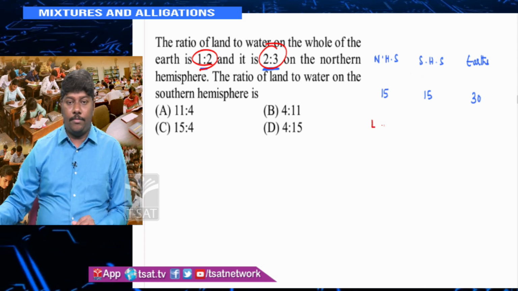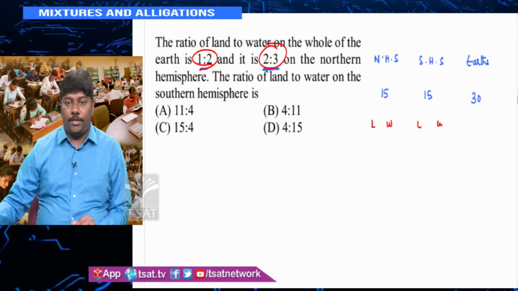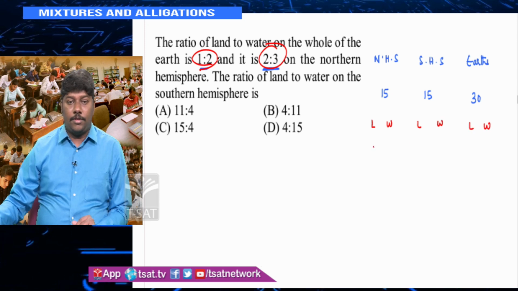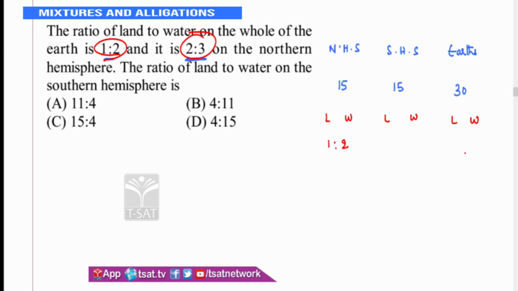Now land and water in the whole earth. Divide into the given ratios 1:2, 2:3. Divide 15 in 1:2 ratio. So the whole of earth is 1:2 ratio, this is 2:3. Whole earth is 1:2. 5 parts is 15, which means each part is 3. Therefore, land is 6, water is 9. 3 parts is 30, which means each part is 10. Therefore, 10, 20. I would say 6 plus something must be 10 because whole land is 10.